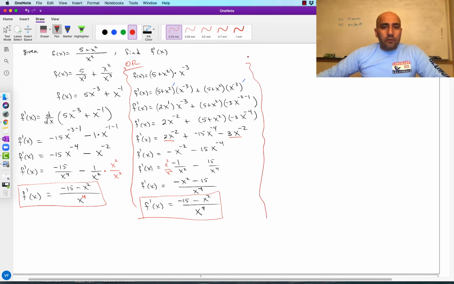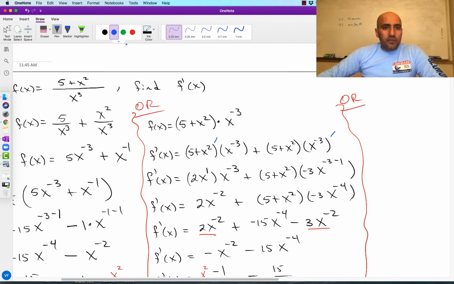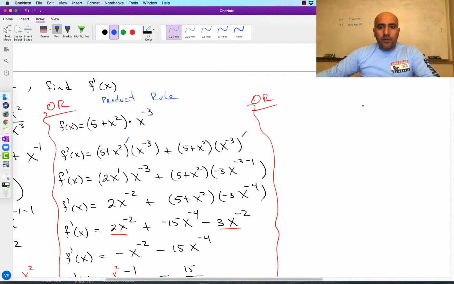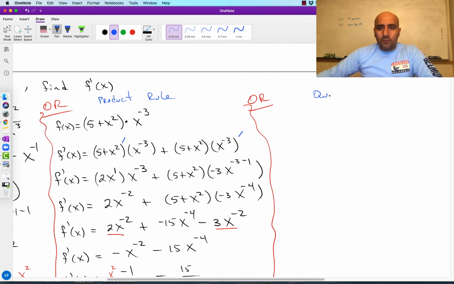Now that we are armed with the quotient rule, we know that we can use that as well. So I'm going to use the quotient rule over here. Let me zoom in. Say this one is by the product rule, whereas over here, we're going to use the quotient rule.